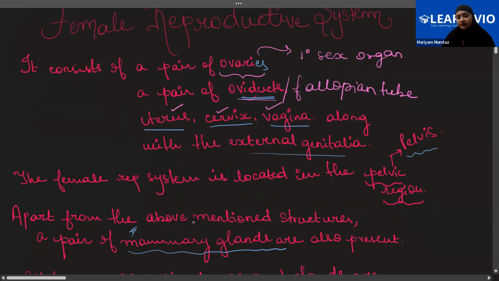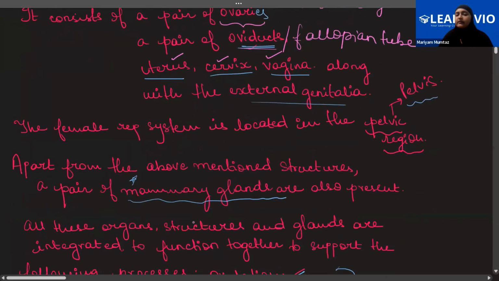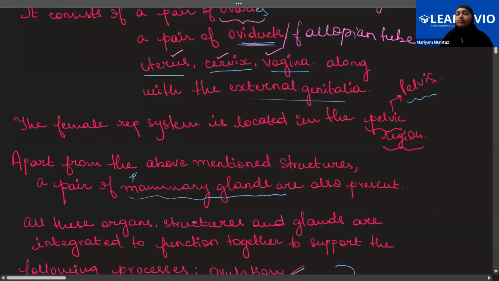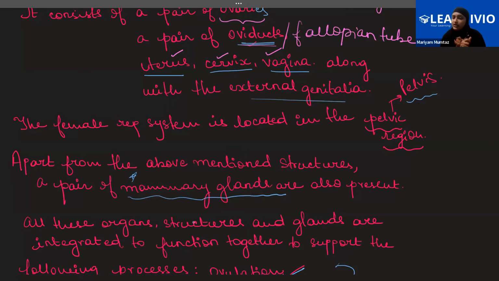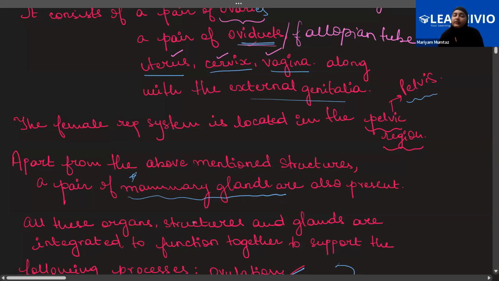The female reproductive system is located in the pelvic area. Apart from the above mentioned structures, a pair of mammary glands are also present. But one thing to remember, males also have mammary glands. Females also have mammary glands. What is the difference between them? Just one difference is there. Males and females, and in general mammals, have mammary glands present. That is why the name mammals has been given.